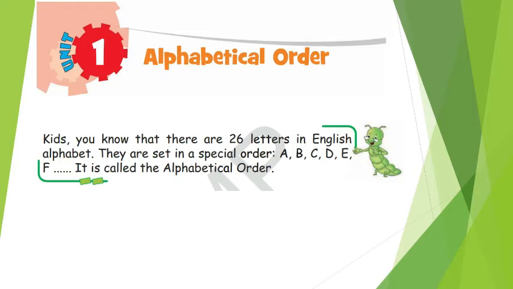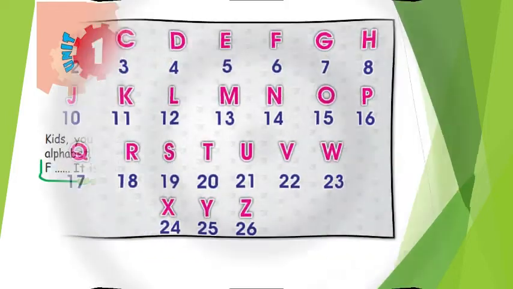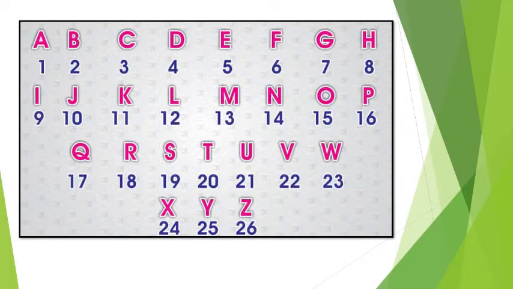Like 1 is always A, then second comes always B, and then third is C, and then D, E, F, G, H, I, and so on. So this order is set in a particular way. If the letters are written in this particular order, then we can say that the English alphabet order is correct in a way. Alright, now let me show you the alphabetical order here.